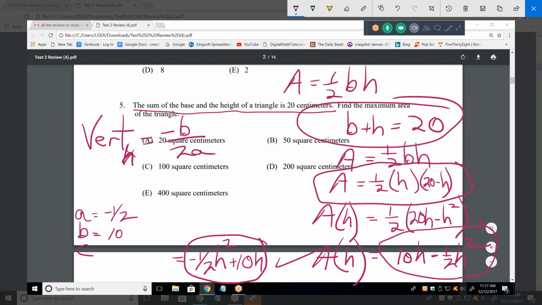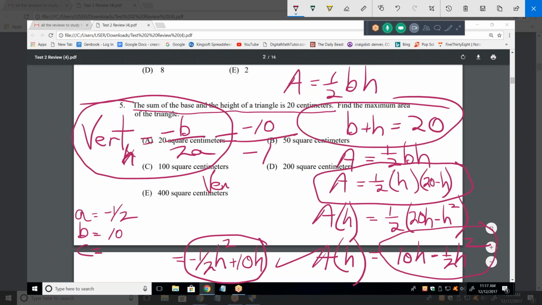What is c? Actually, we don't care what c is. Notice that the x-coordinate of the vertex is minus b over 2a. All we need is b and a. So what is this? What's minus b? Minus 10 over 2a, which is negative 1. 2a is negative 1, so the h coordinate is 10.